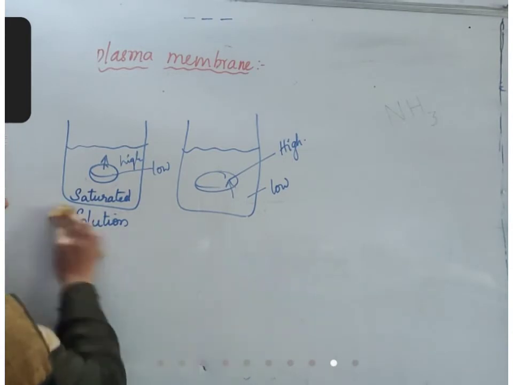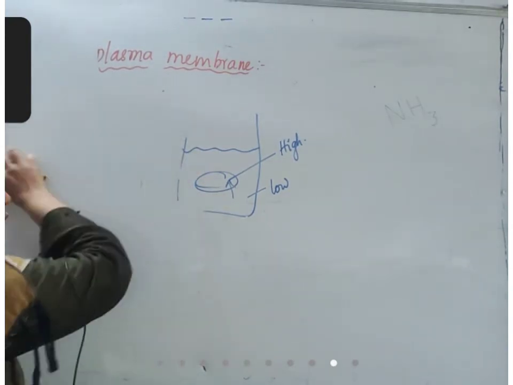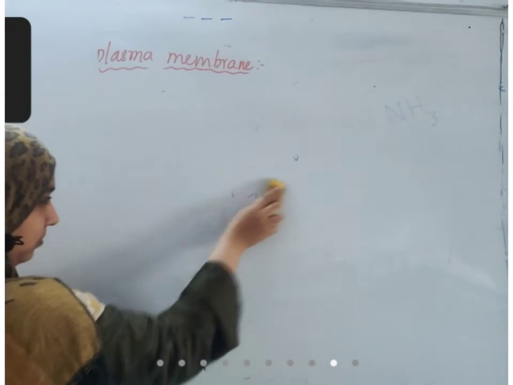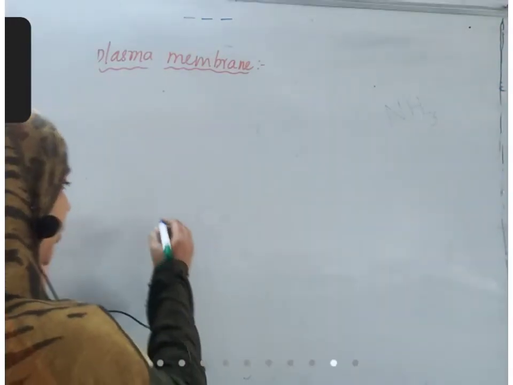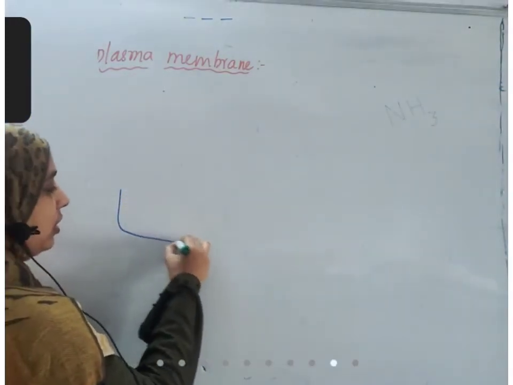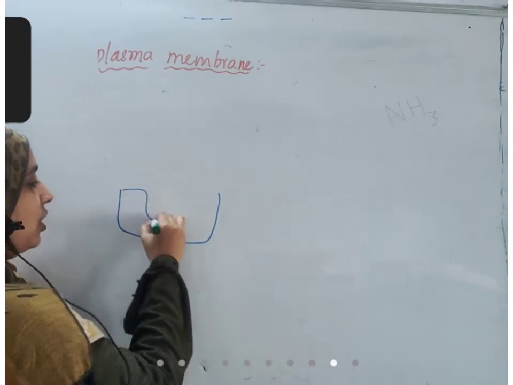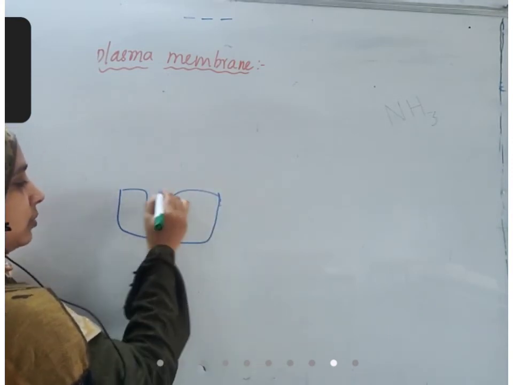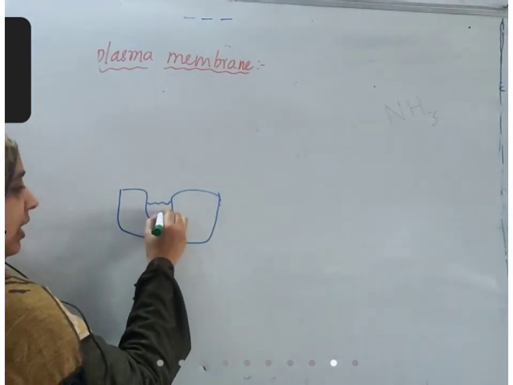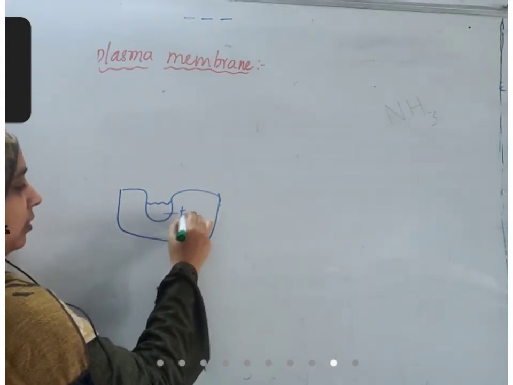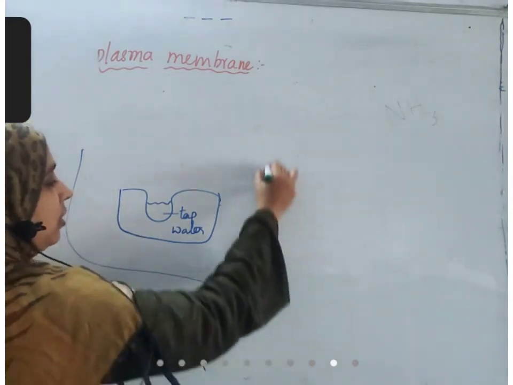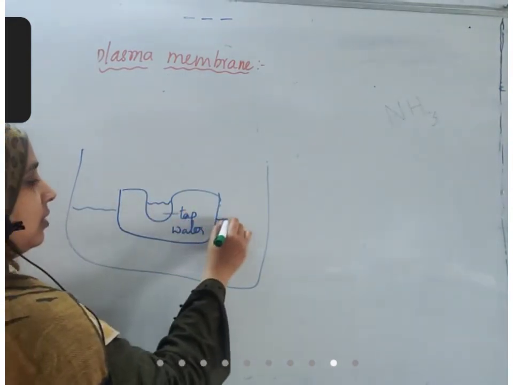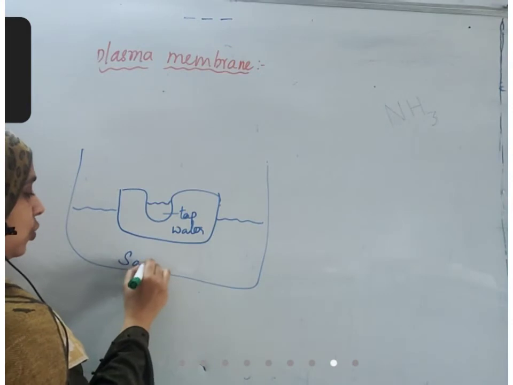This is the first experiment. Second one, if you have a potato at your home, cut that potato and make one small cup-like structure. In this cup-like structure, pour some water. Let this be tap water, and put it in a bowl which has saturated solution.